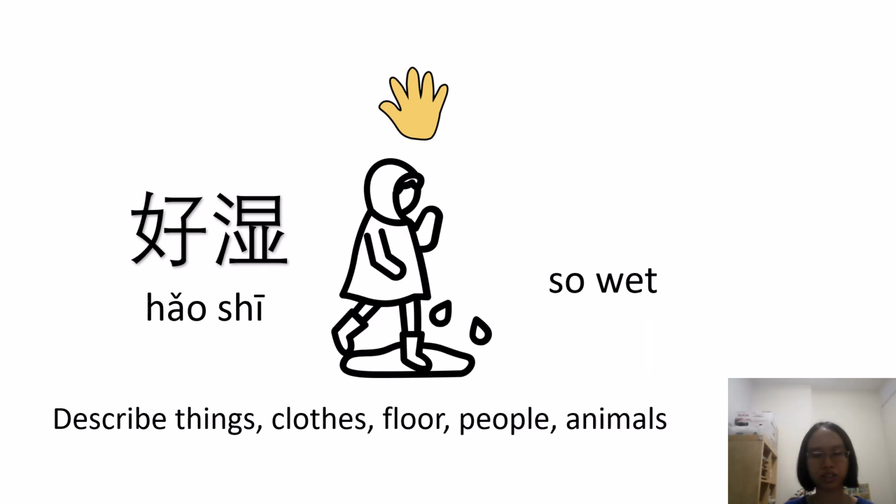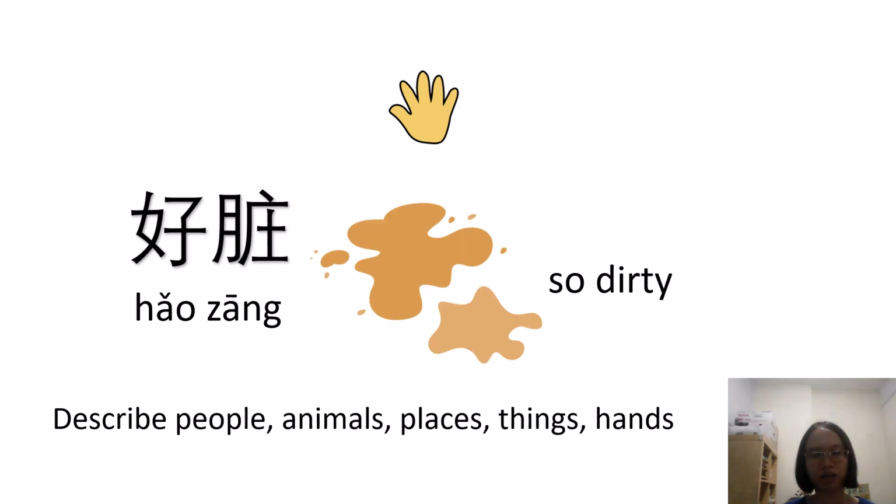How Shi, so wet. How Shi describes things, clothes, floor, people, or animals. How Zhang, so dirty. How Zhang describes people, animals, places, things, or hands.